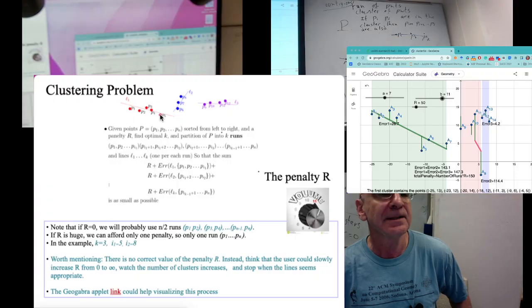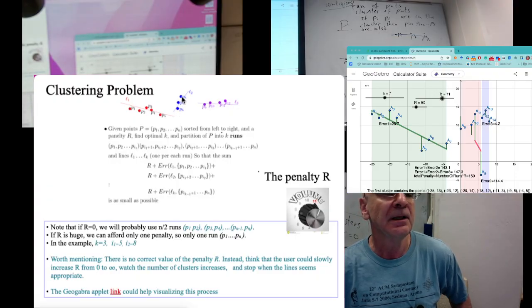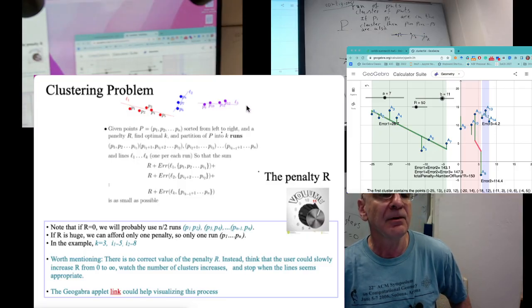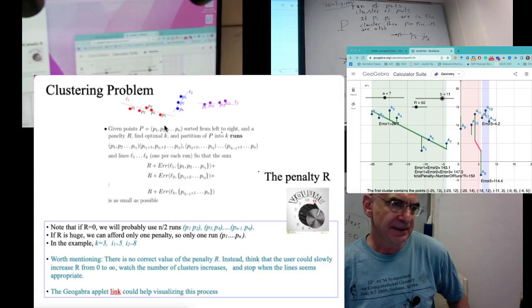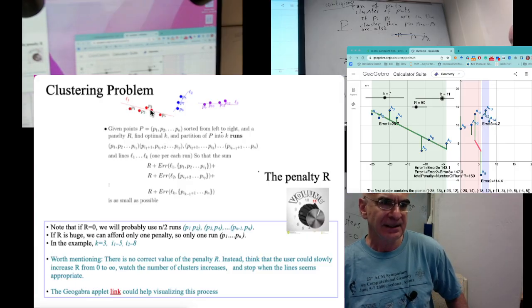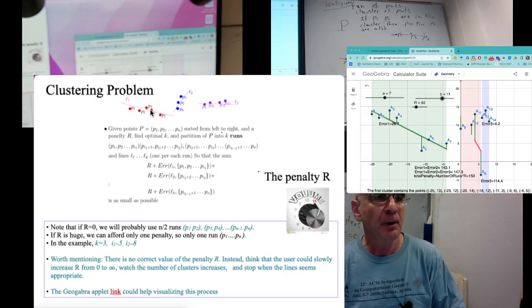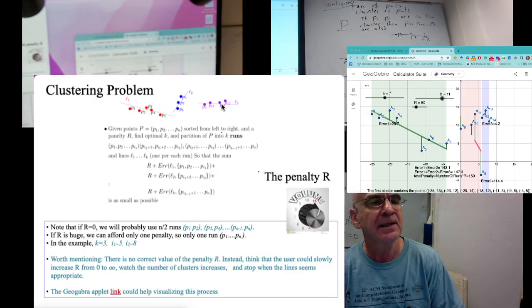Maybe that's a good cluster. At P6, I'll start a new cluster all the way till P8, and then I'll start a new cluster. Why? Because each cluster is very close to the best line that fits it. So probably that is how I'll break it into clusters.